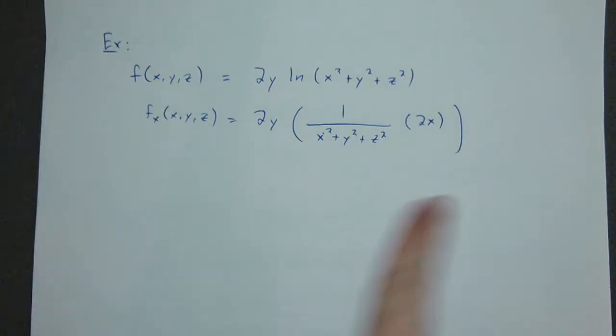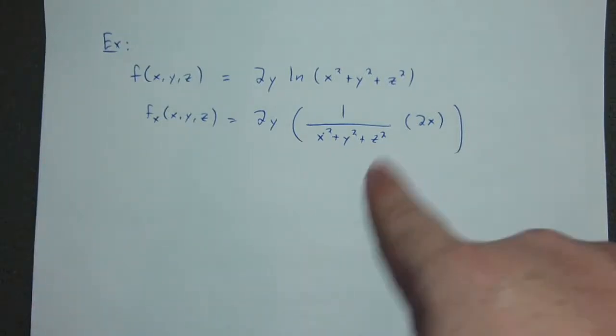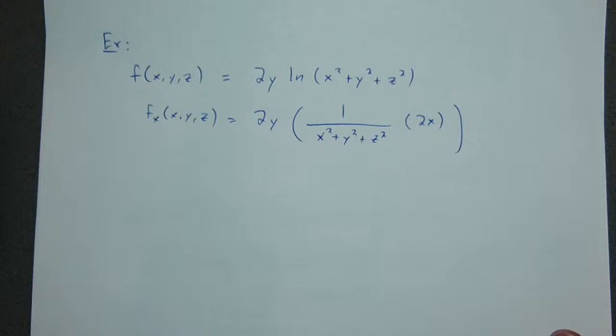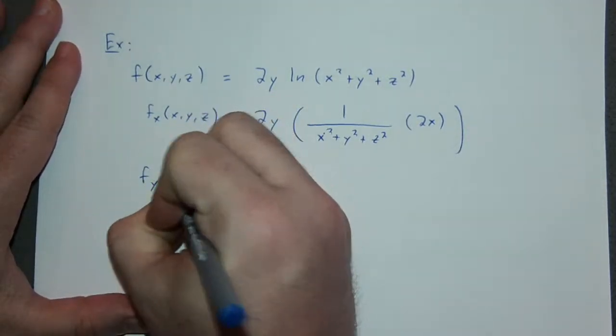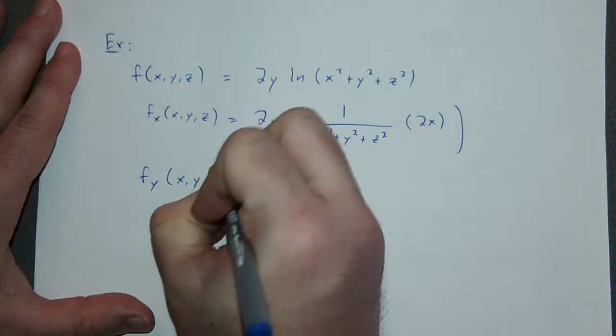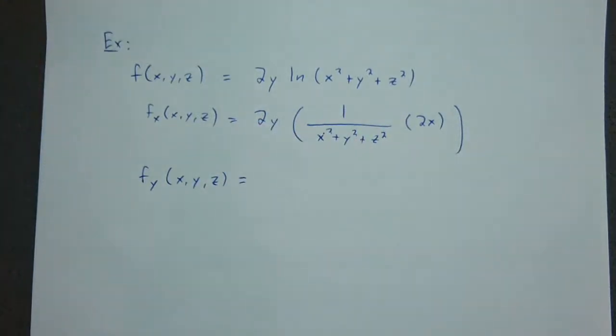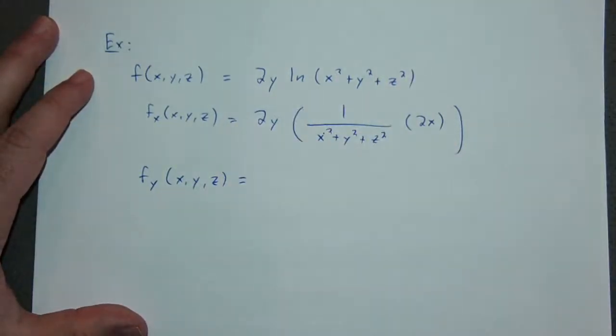Okay, and so this is 4xy over x squared plus y squared plus z squared. Okay, what is the y partial? So when I take the y partial here, I treat both x and z as constants. Taking the y partial here, of course, now this is a product. I have to use the product rule here, right?